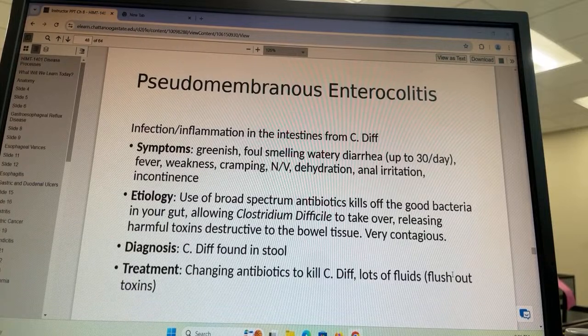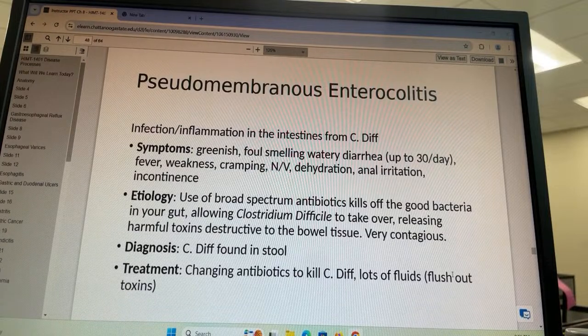It causes very green, foul-smelling, basically watery diarrhea. It's literally just pouring out of you like water. Severe fever, weakness and cramping. A lot of that weakness is because you're just super dehydrated, because you're losing tons of water all the time. So dehydration is a big issue, and why a lot of people go to the hospital.